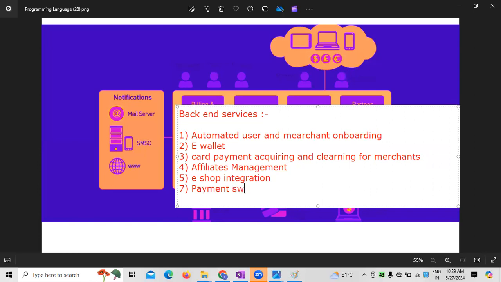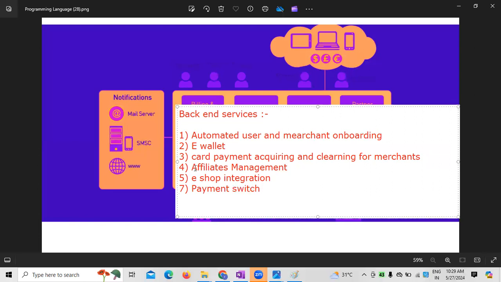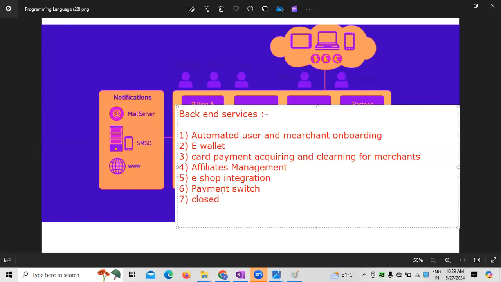Next, we need to focus more on the payment switch. This is also one of the core and important services we have to focus on whenever we are developing any solutions, right? So payment switch is also one thing. Next, we need to develop one more service called closed and open loop, which is majorly used when we are creating any kind of card schemes, right?